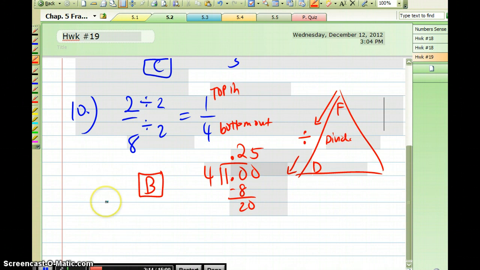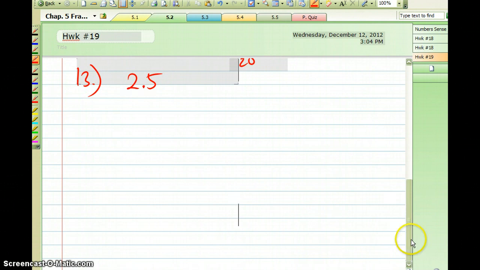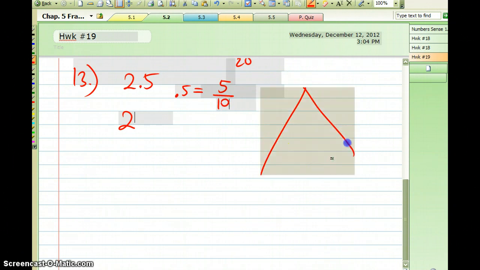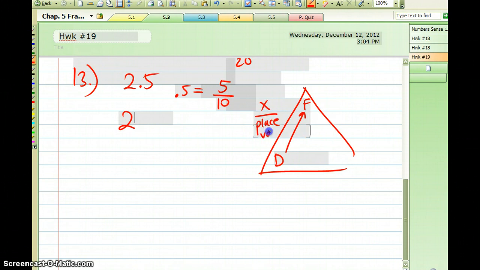Okay, number 13. If I have 2.5, then what I'm looking at is the 2, that is the 2 wholes. 0.5 is the same as 5 out of 10. So remember, to change a decimal back up to a fraction, I take that number and put it over the place value. 5 is in the tenths place, so I write 5 over 10, which is the same as 1 half.